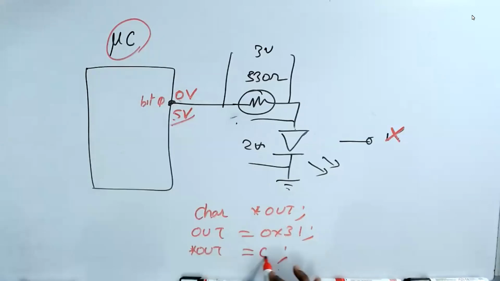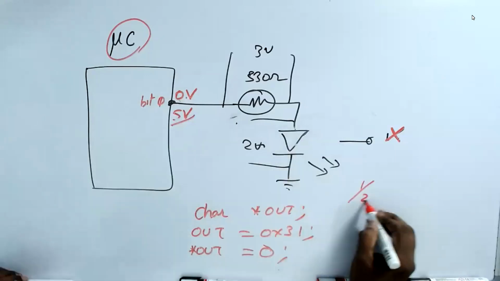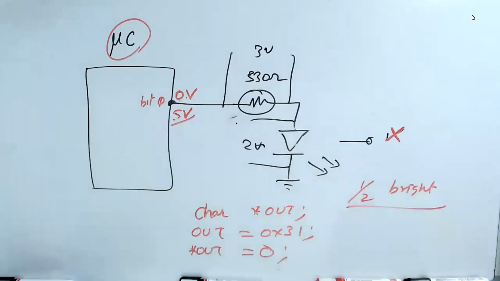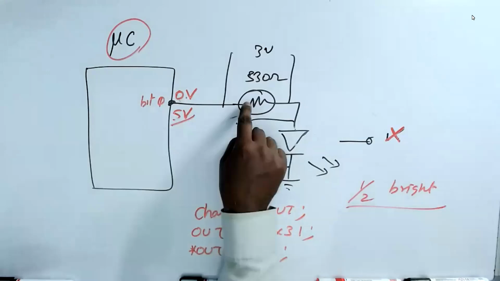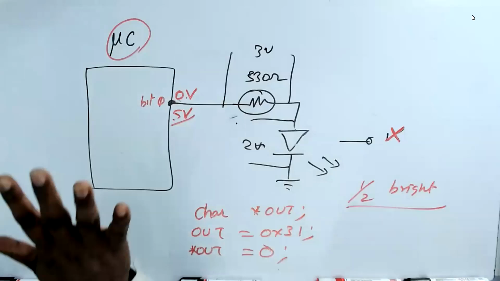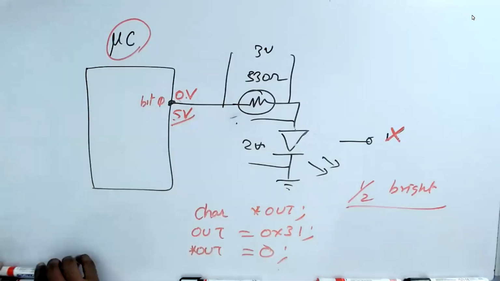Now I ask you a question. I want to make the LED glow off bright. But you are not supposed to touch anything. You use only the hardware. In this hardware, how do you make the LED off bright? Can you do that? How many of you can do that? Please.